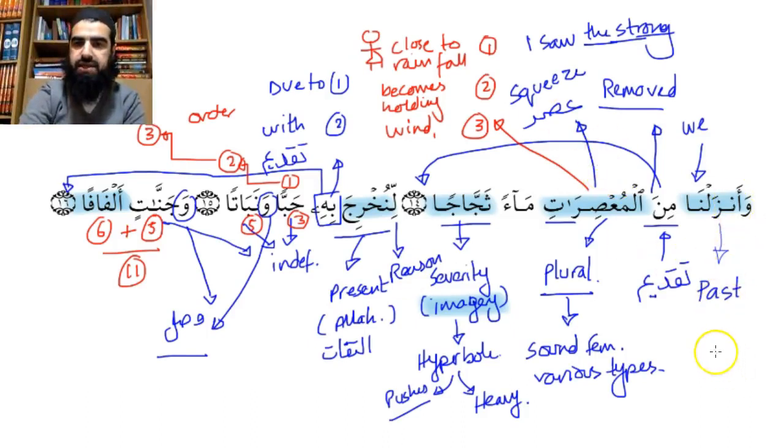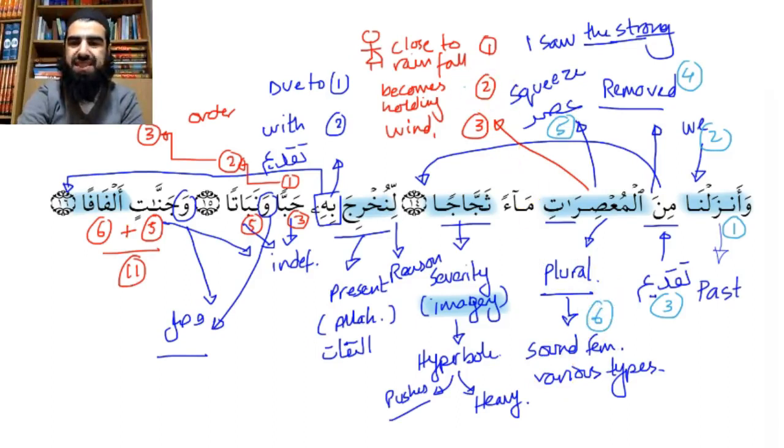So now let's just point out the balagha points. So number 1, you got anzalna, we. Number 2 is we. Number 3 is taqdeem, bringing forward. Number 4, you can say, is the removal of a word. Number 5 is the meaning of the asr, the squeezing. It's also a part of an imagery as well. Number 6 is the plural feminine, which has the meaning of multiple things. And number 7 is the multiple meanings of mu'sirat. Number 8 is the severity, the imagery that's created by the thajjajan.